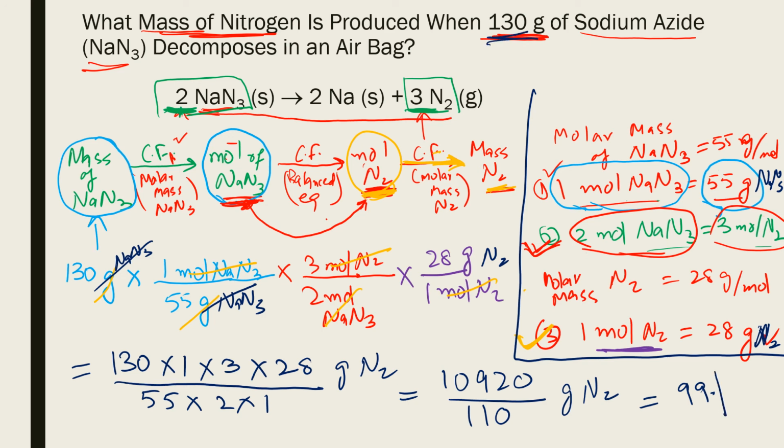So 99 grams of nitrogen. If 130 grams of sodium azide decomposes, we get 99 grams of nitrogen. So this is the mass to mass stoichiometry calculation, in which we start with the mass of the reactant and find the mass of the product at the end.